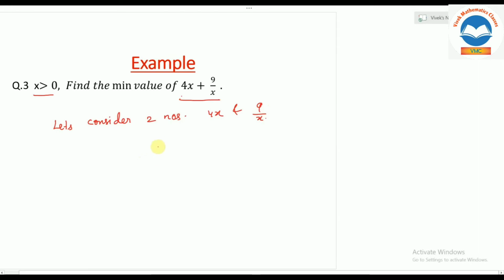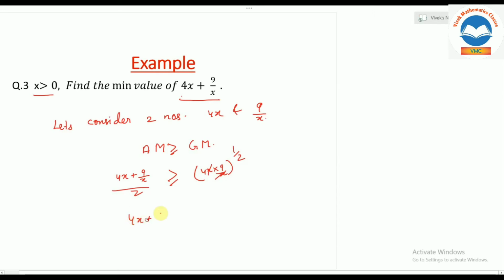So if you apply AM greater than or equal to GM in this, what will you get? What will be the AM of these two numbers? Sum of these numbers divided by 2. It means 4x plus 9 by x divided by 2. This will be greater than or equal to GM. GM will be the product of these numbers to the power 1 by 2. So this will be 4x into 9 by x to the power 1 by 2. This x and x will be cancelled out.